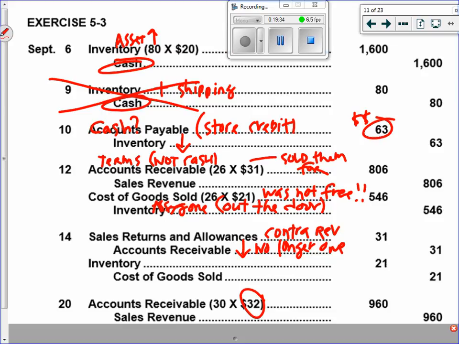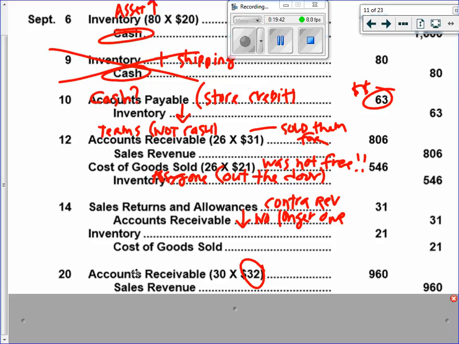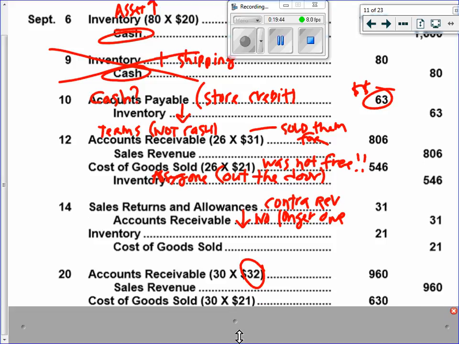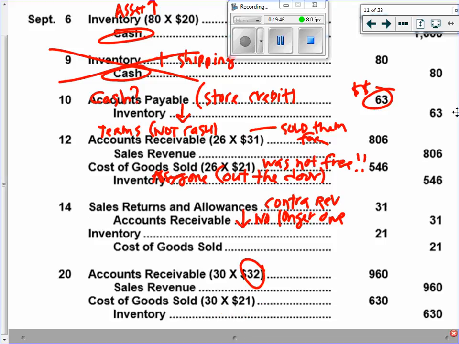The reason we are not done with this transaction is because, yeah, someone bought stuff, but the stuff's gone. So we have to say inventory's credit. Inventory went out the door. And as a result, we offset the revenue with COGS.